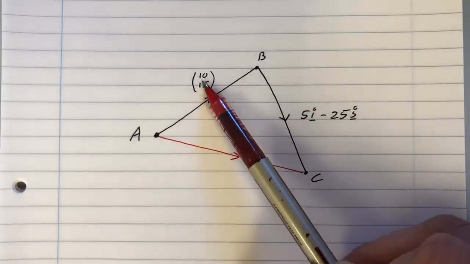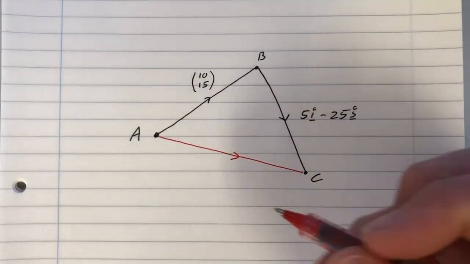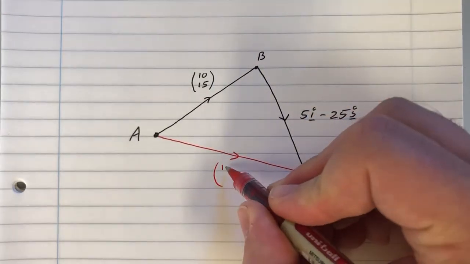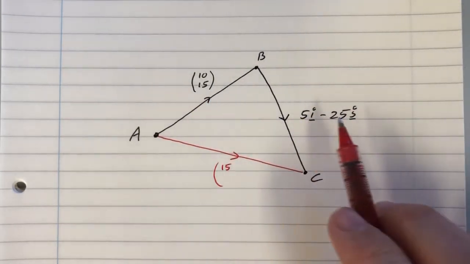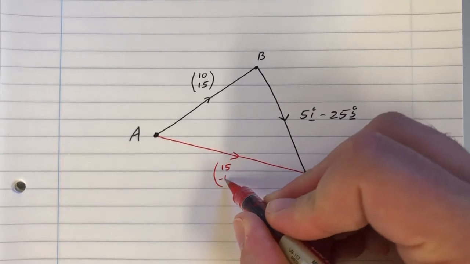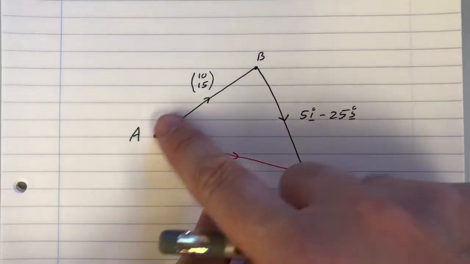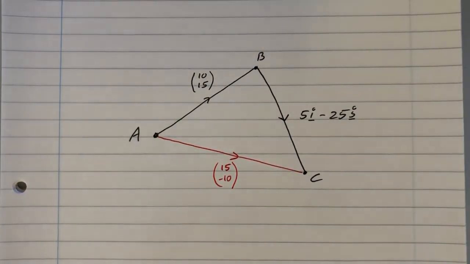Algebraically, we could just add the components together. So in the x direction, it's going to be 10 plus 5 is 15, and 15 minus 25 is minus 10. So the vector to get directly from A to C is 15i minus 10j. And we could call this the resultant vector of these two vectors. And we'll look at a lot more detail about resultant forces and triangular forces a bit later on in the course.